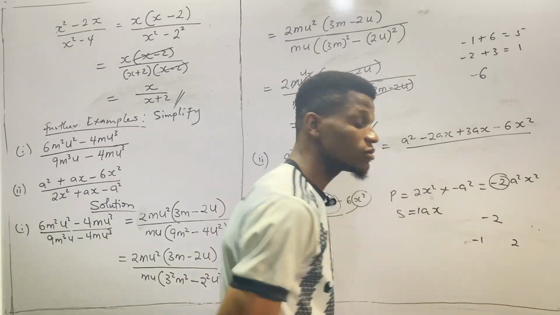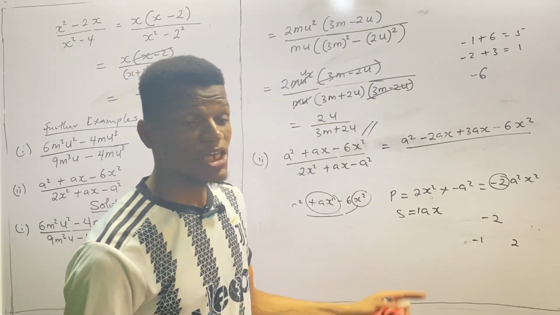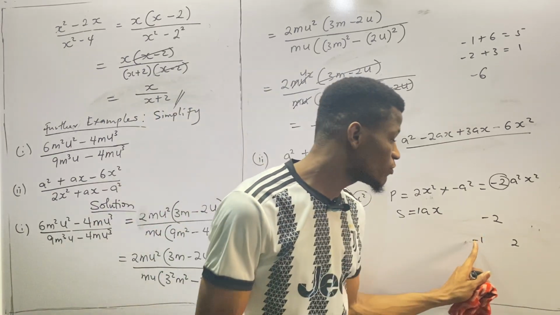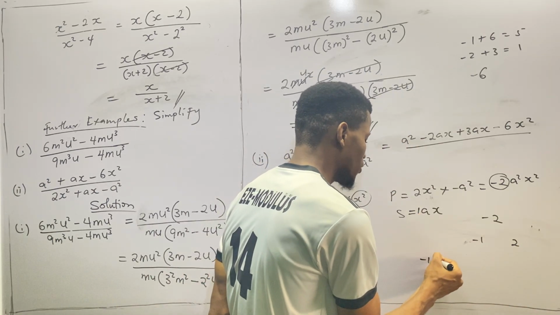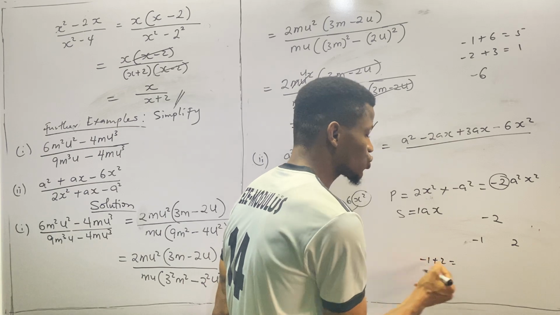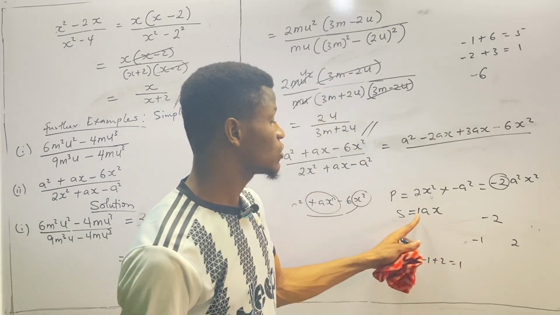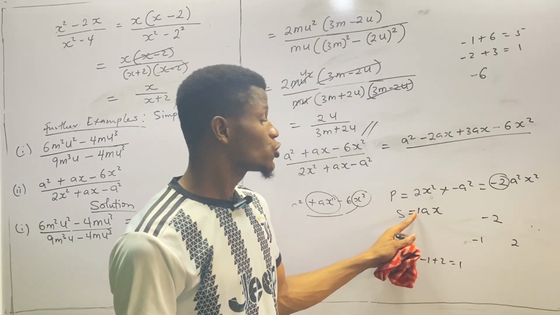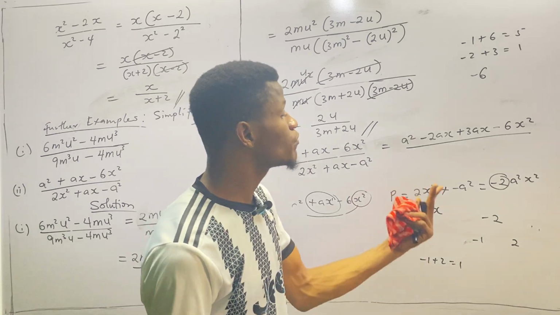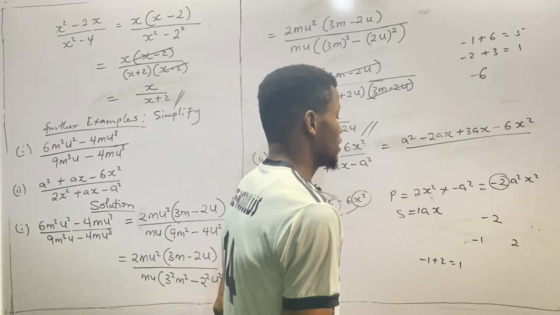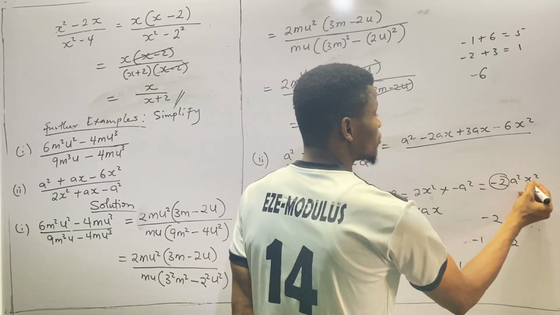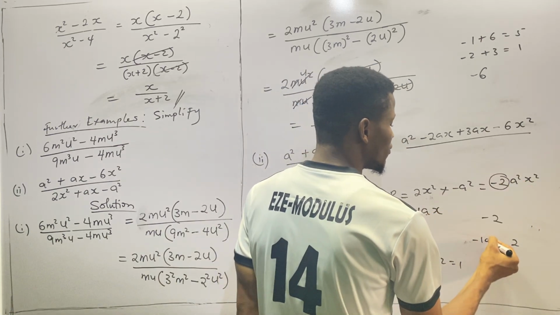But I choose to give it to 1 because if we check for the sum, it will satisfy the sum. Of course, minus 1 plus 2 is the same as 2 minus 1, which is 1. And that is what satisfies the sum. So obviously, the two numbers that satisfy both the product and the sum are minus 1 and 2. So in that case, now you're going to give them the terms. We have ax, so give them ax.